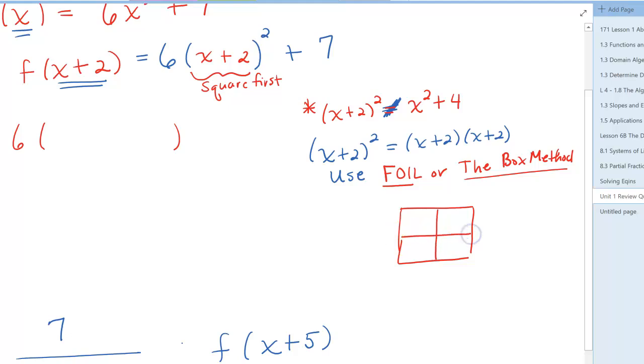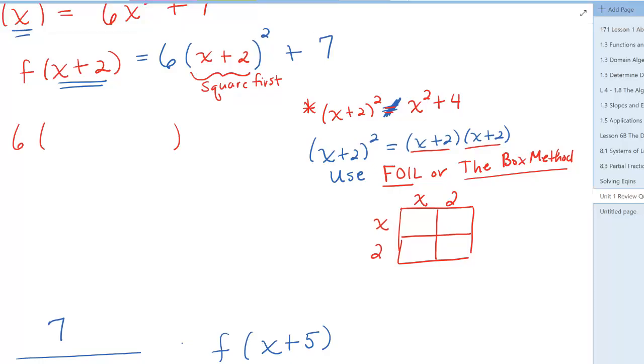2 by 2 box because we're multiplying a binomial, or an expression with 2 terms, times an expression with 2 terms. So I'm going to put the first x plus 2, that first expression, across the top, and then the second expression down the side. And if either one of these were negative, then you would have to put the negative with it.